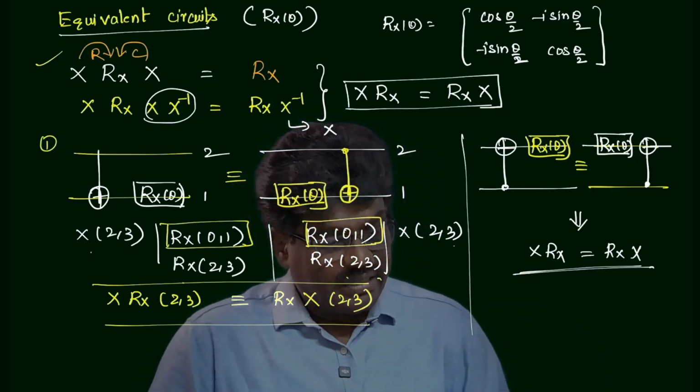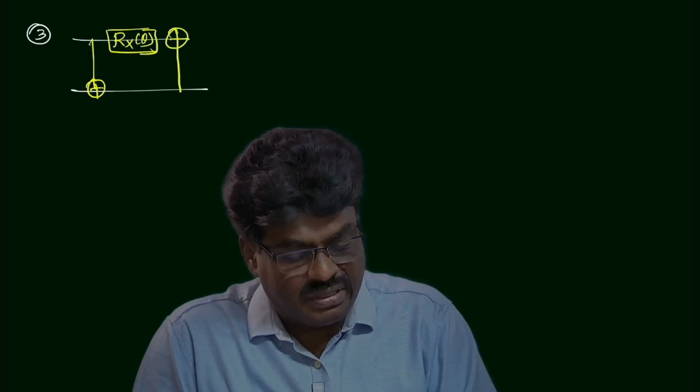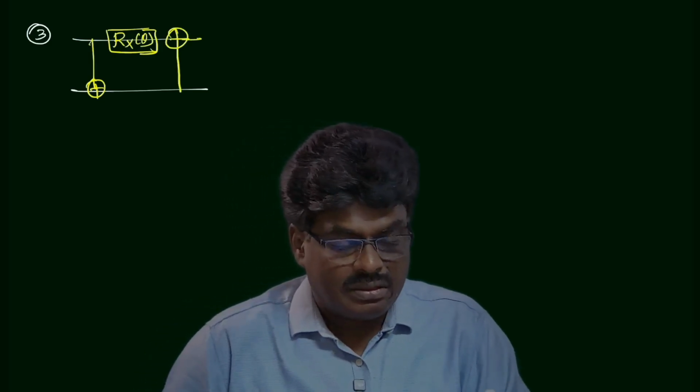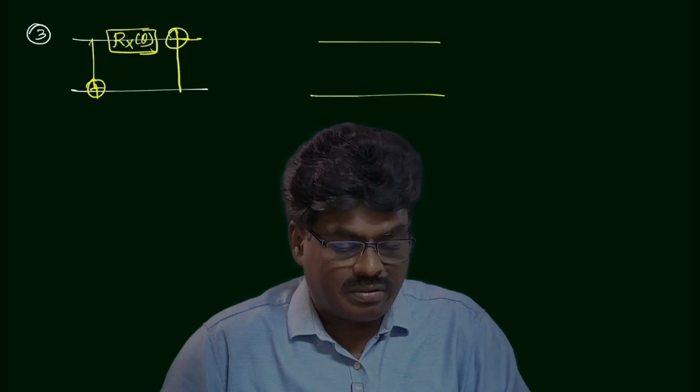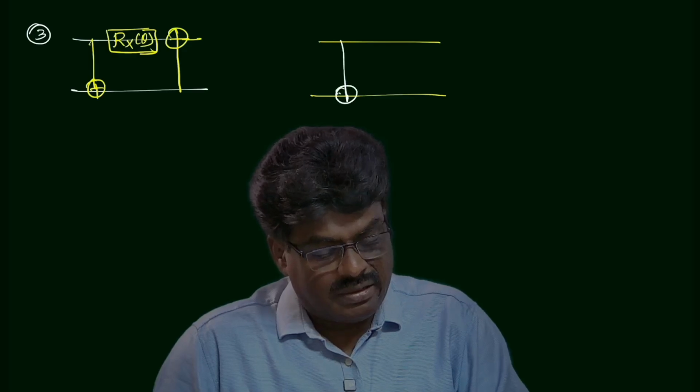The next one, let me take another interesting one. So here I am taking one circuit. This is CNOT and Rx of theta and reverse CNOT. Taking one more. So let us check.